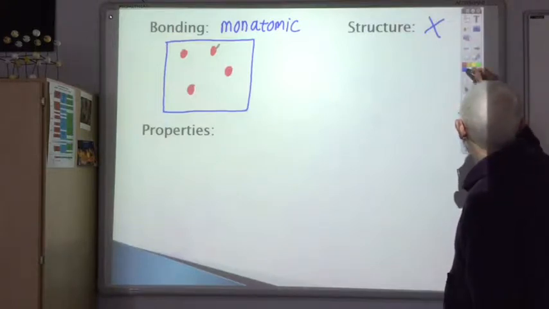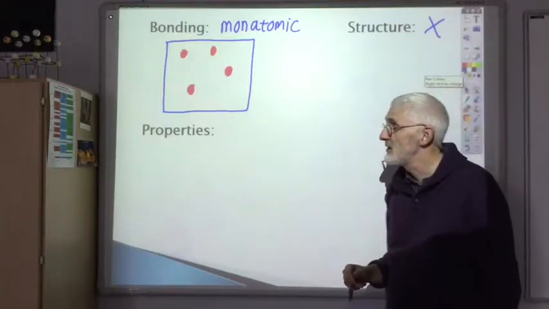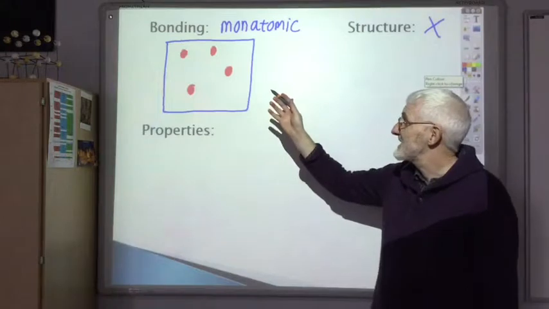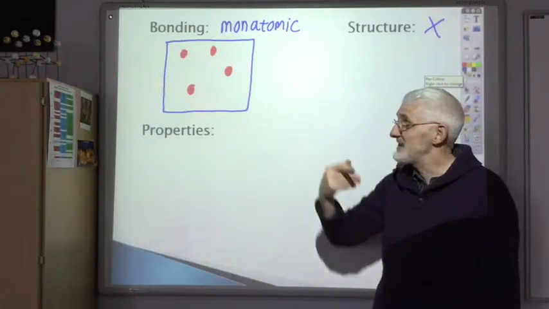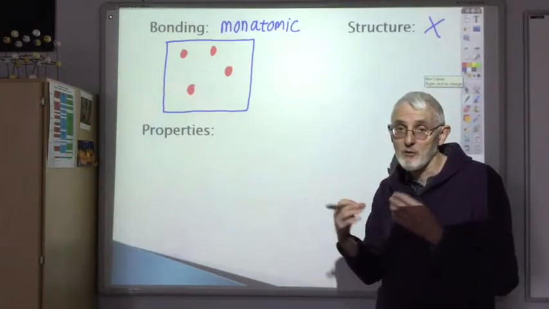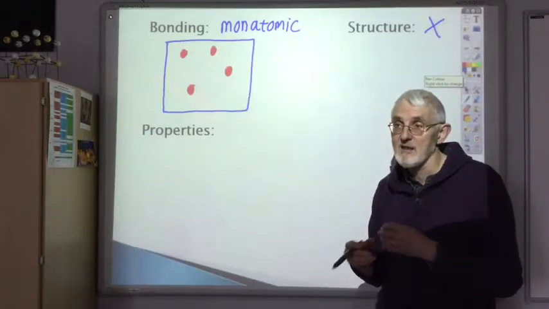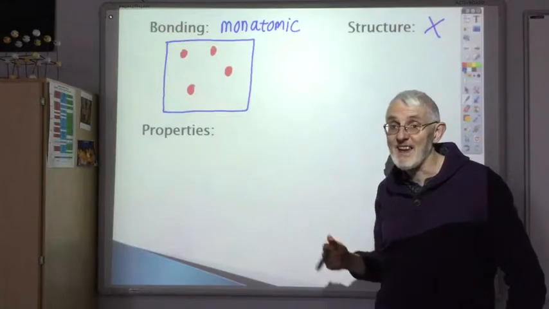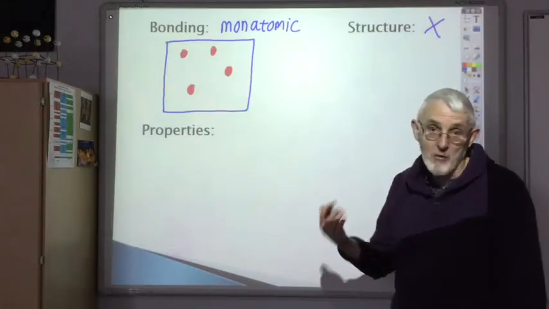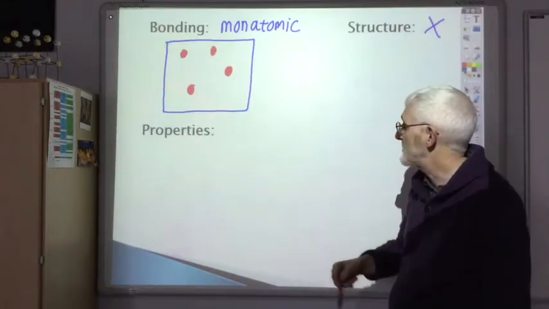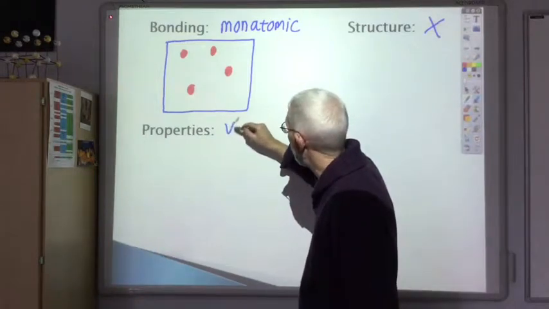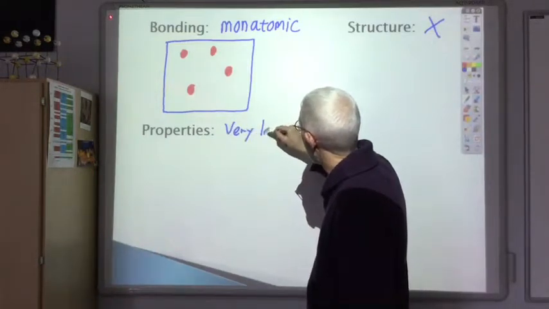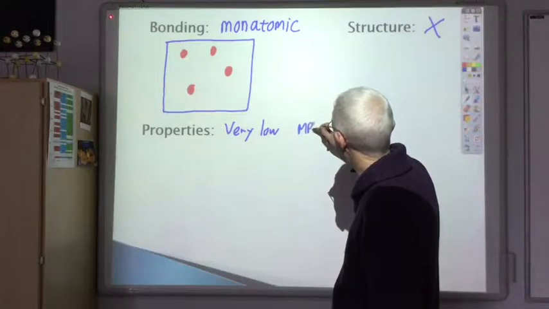So what properties does this give rise to? Well, it means because there's no strong force holding the atoms together, they're very easy to split apart and turn into gases. So they're all noble gases, they're all gases at room temperature. So they all have very low melting and boiling points.